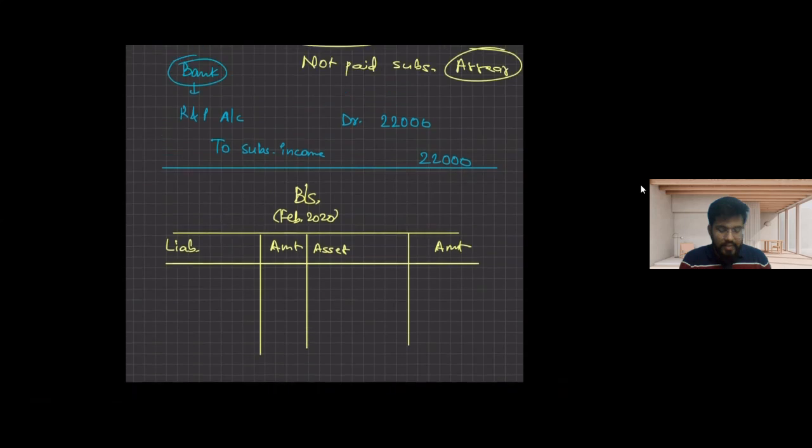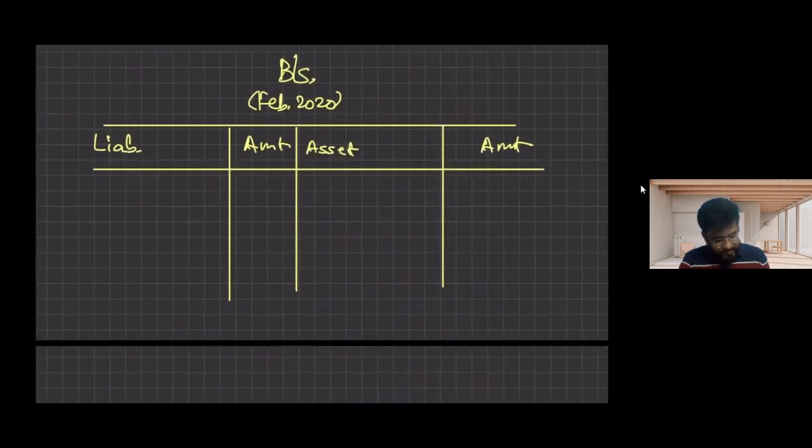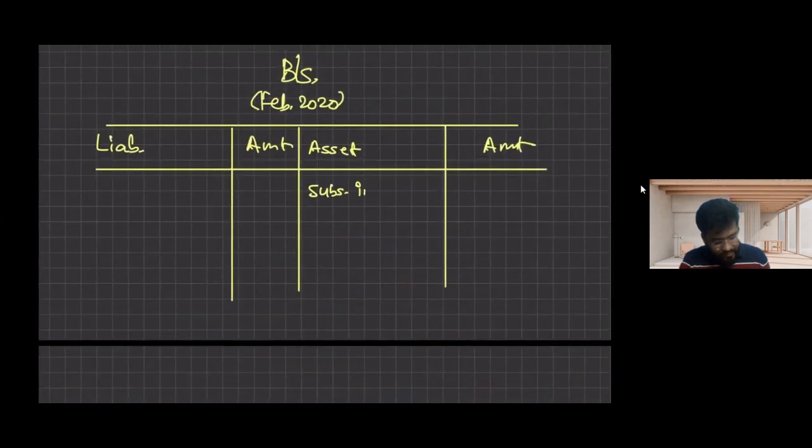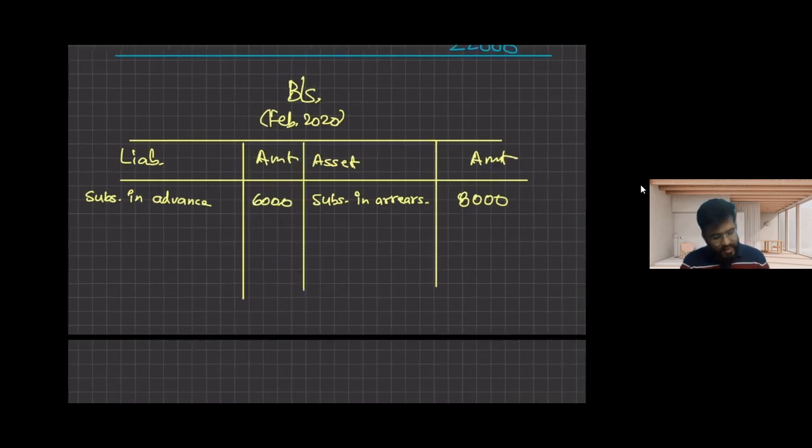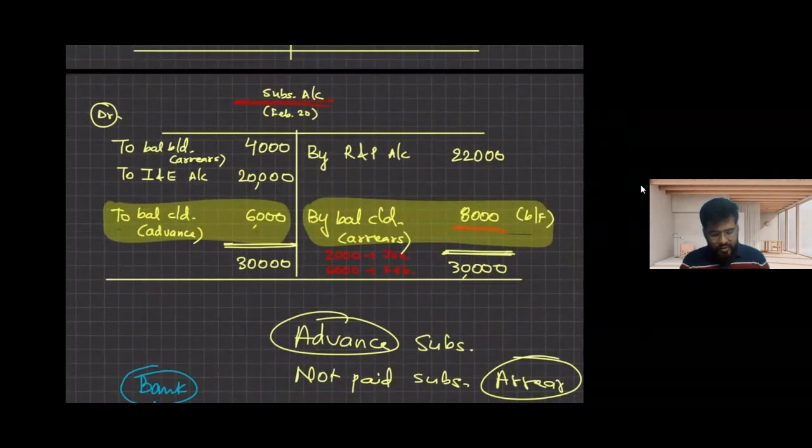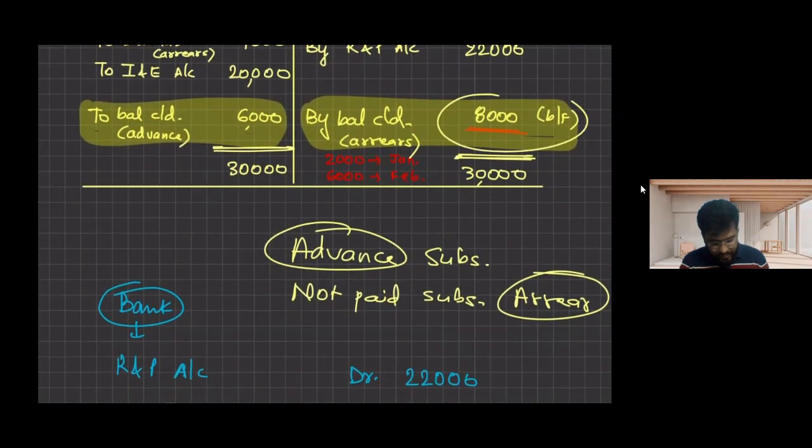So on the asset side, subscription in arrears, that is rupees 8,000. Okay, this was an asset, that is why it is shown over here. And subscription in advance, that is rupees 6,000 it was. So 8,000 is your asset because this is not yet received, but you will receive it in future. So this is your asset. This will give you money.